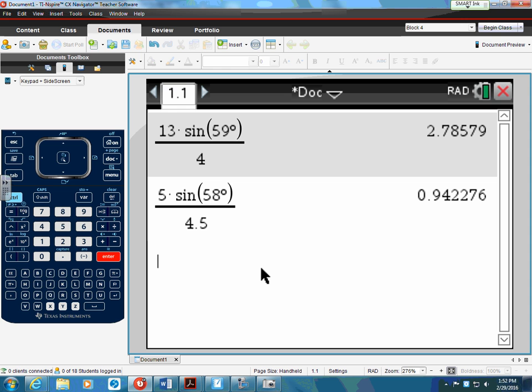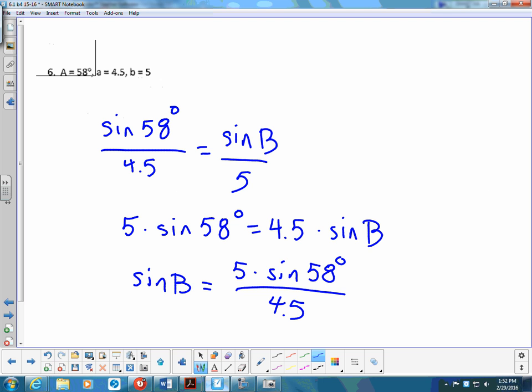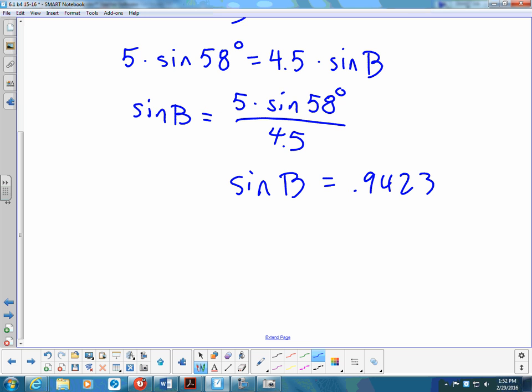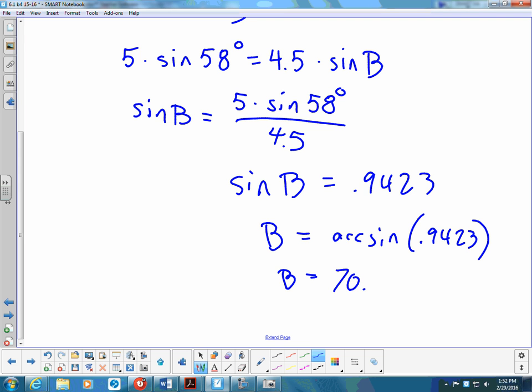What is this? It's rad. So this is the what? 0.9423 is the sine of angle B. And so I'm going to find angle B by doing what? Arc sine of 0.9423. And what do you get? 70.44. What units? Degrees. Yeah, okay, I agree. Do people agree with this? Yeah. Okay.